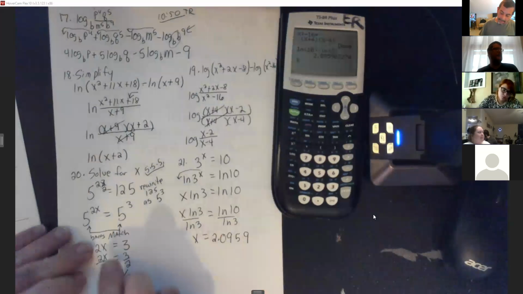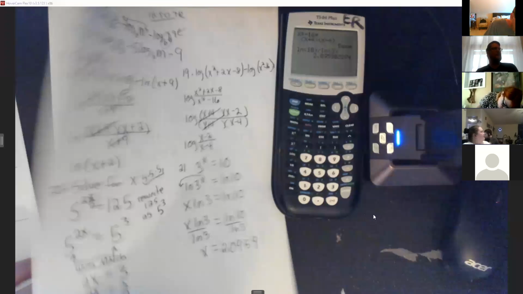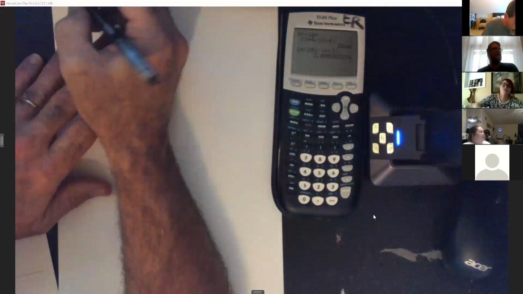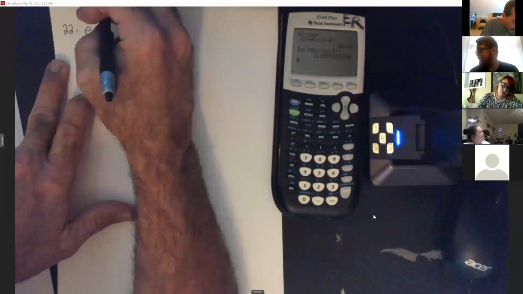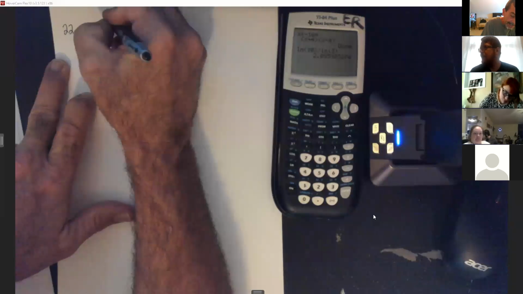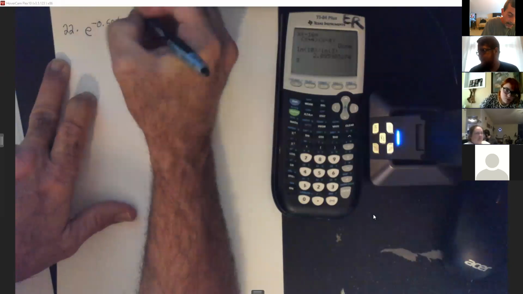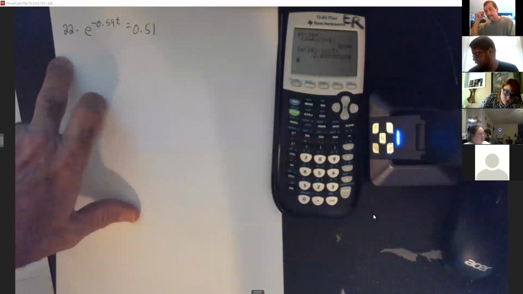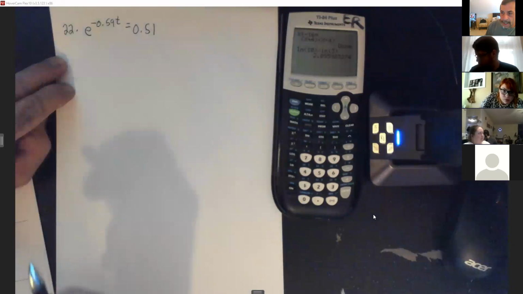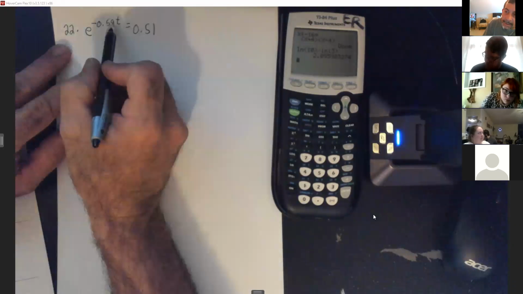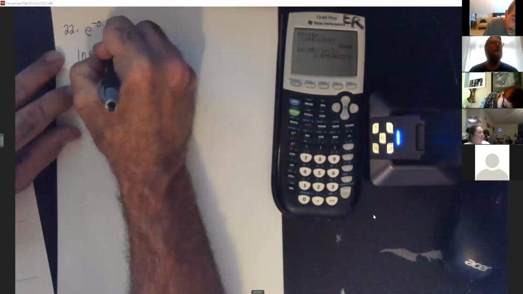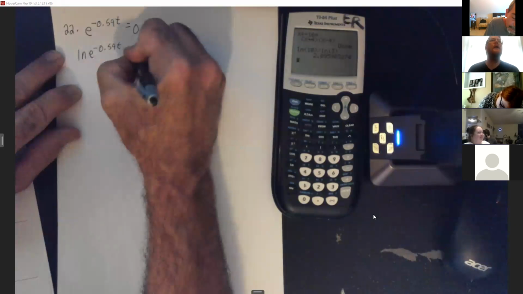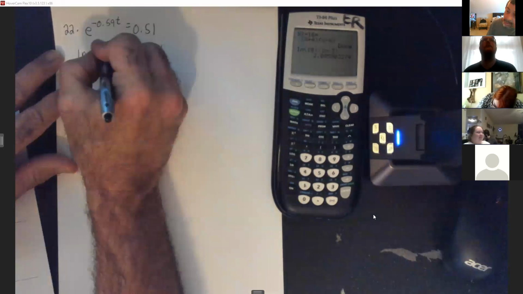All right, so what's that? 21, so 22. Solve for t: e to the negative 0.59t equals 0.51. So the first thing you would do to this, we need to get the exponent brought down, is take an ln of both sides. Because what that's going to do is now bring the exponent down to the front.